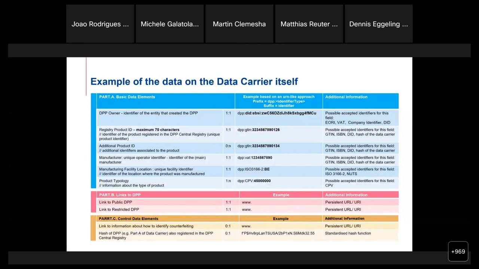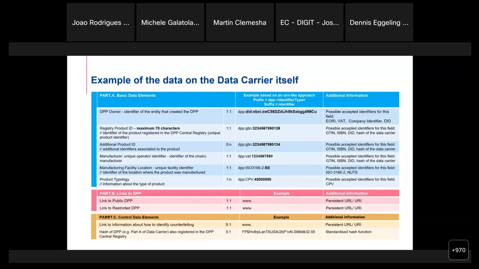In part A, in blue color, we can see an example of this common minimal data set that is included in the data carrier. So here we can envisage that in this minimal data set, we have some information regarding the DPP owner, product ID, additional product identifiers, information regarding the manufacturer, facility location, or product typology. In this table, we are also informing about the cardinality of these attributes and some examples of how these prefixes will work. Later, we're going to explain in detail the syntax to understand these prefixes. As you can see, this syntax is going to adapt to current standard identifiers, for example, PIT, GTINs, or decentralized identifiers.